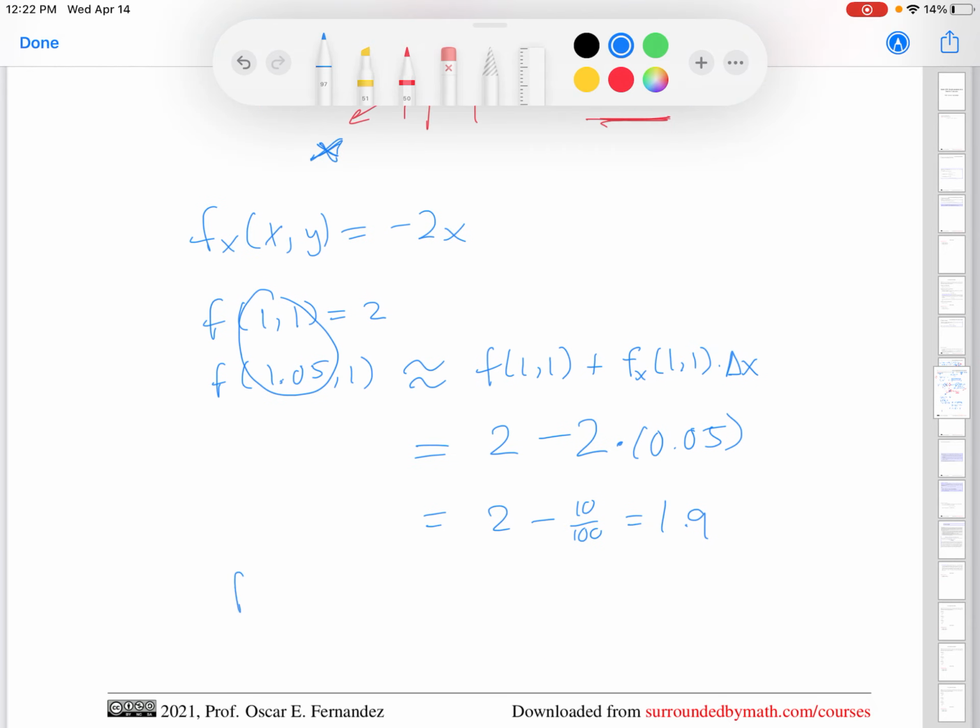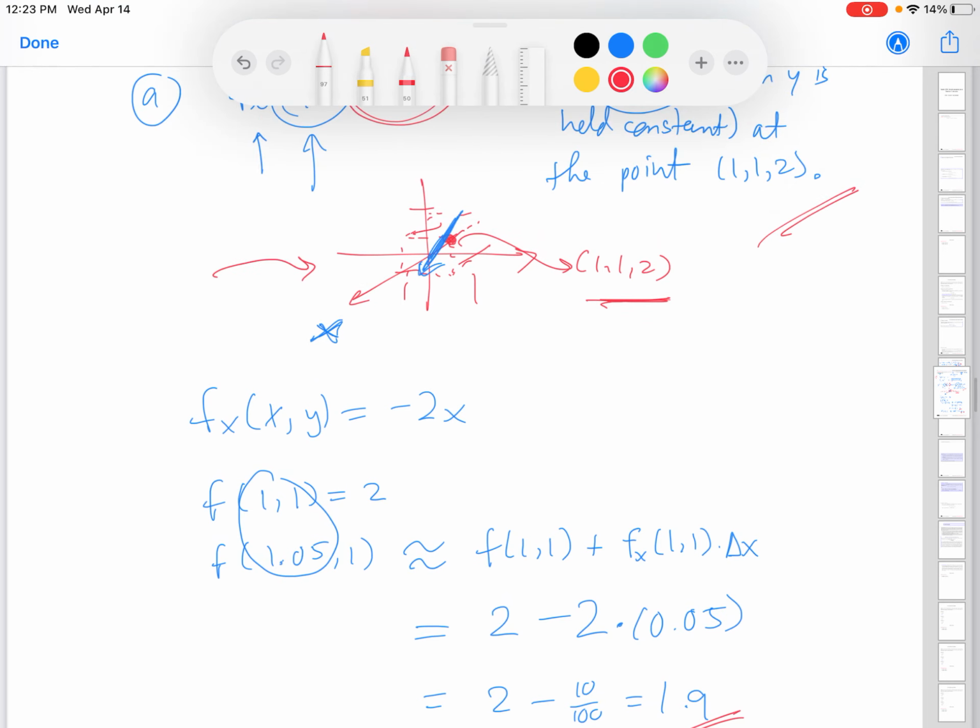It turns out that if you actually calculate f of 1.05, 1, that is 4 minus 1.05 squared minus 1 squared. It ends up being 1.8975. So that's pretty close, very close actually. And again, it's this notion that if you have this picture in your mind, you're starting at a point, and at that point the function is changing instantaneously by 2 units down for every unit in x.